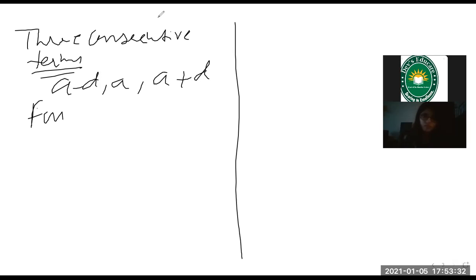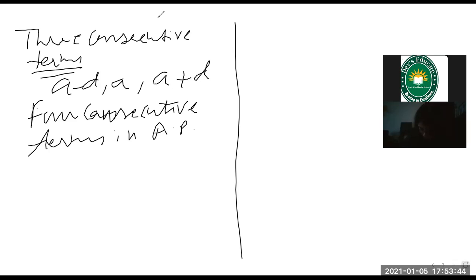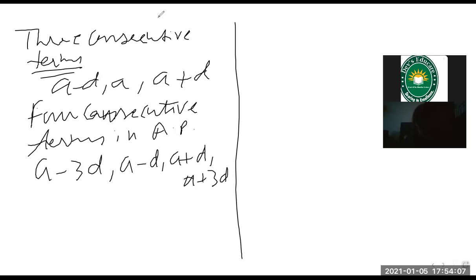Four consecutive terms in AP. If you wish to consider four consecutive terms in AP, then they will be A minus 3D, A minus D, A plus D, A plus 3D. So these can be considered as four consecutive terms in AP.